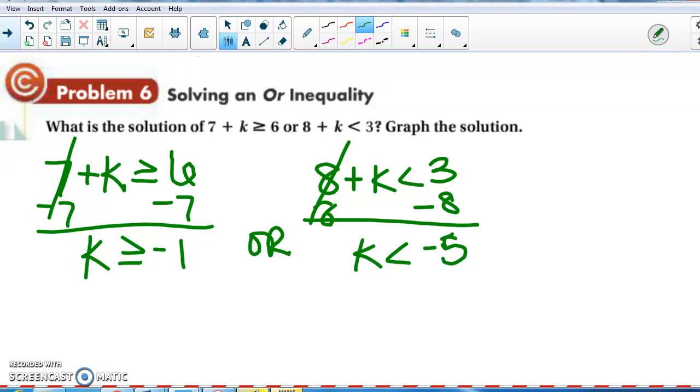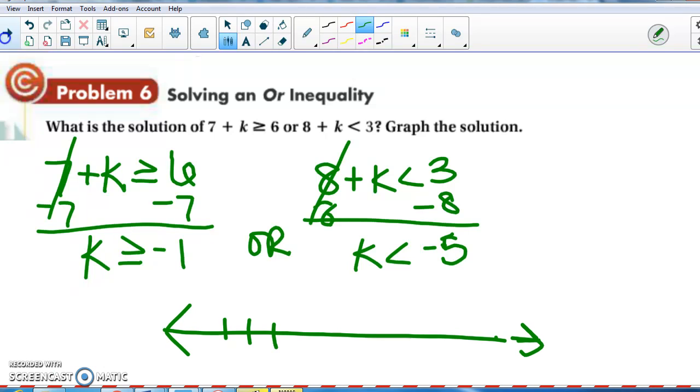So those are our two conditions, and when we graph it, k is less than negative 5, so I'm going to -5, open circle, arrow to the left. k is greater than or equal to -1, closed circle, arrow to the right. And that is displaying our solutions for this OR inequality.